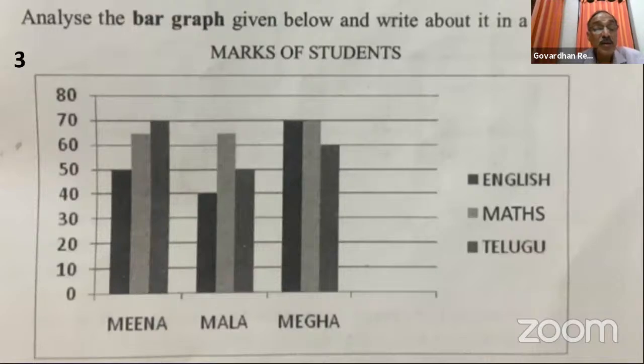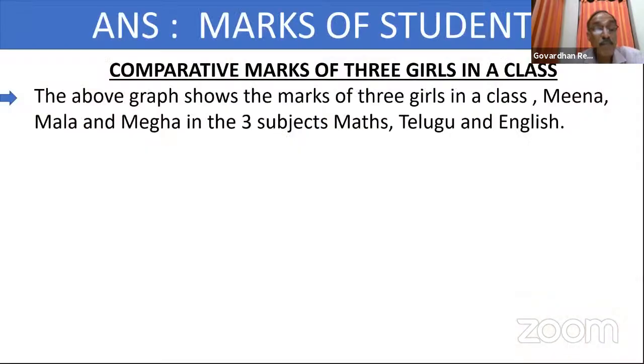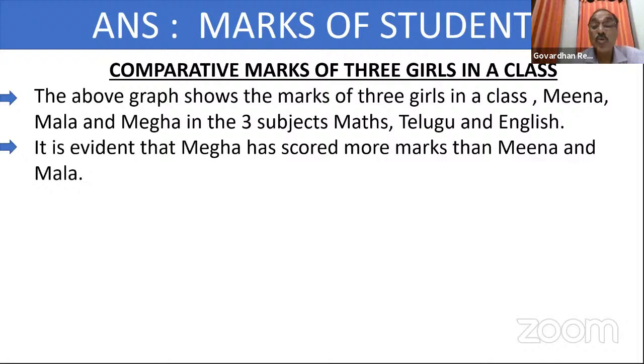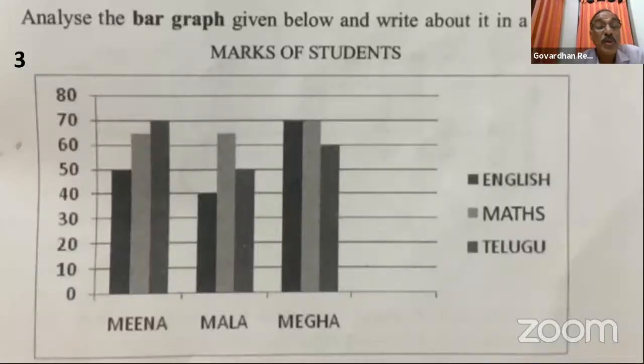It is evident that Megha has scored more marks than Meena and Mala. Megha, the third girl, has scored the highest mark. We'll refer to the chart once again. You can count the totals. Now, coming to the chart once again, you can see that Megha has scored 70 in English and Maths, whereas in Telugu she has scored 60, totaling up to 300, whereas the other 2 have scored less than that.